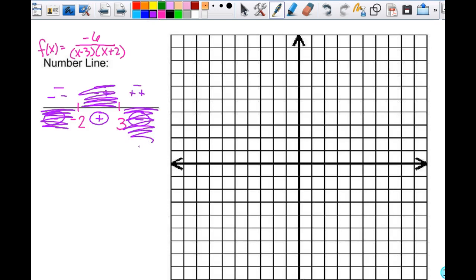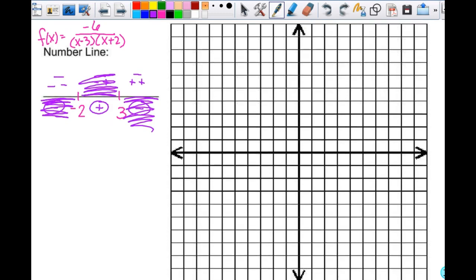Everybody good so far? All right, so let's plot everything we can here. We've got no holes, no zeros. We have a vertical asymptote at -2 and one at 3. And then no tangency and togetherness. I have a horizontal asymptote at y equals 0 and a y-intercept at 0, 1. All right, so I got lots of asymptotes, and I only got 1 point plotted.